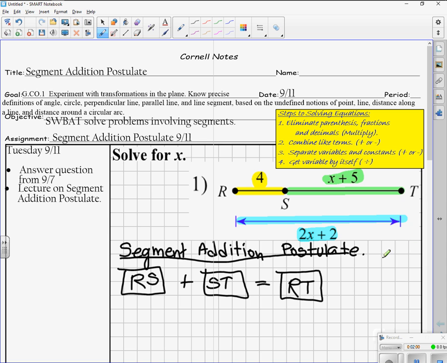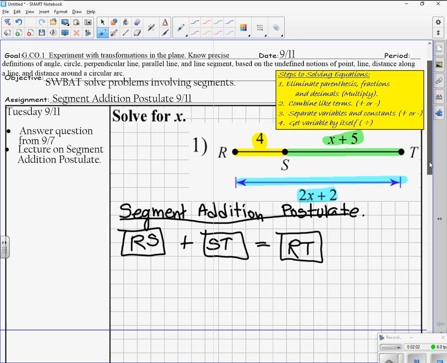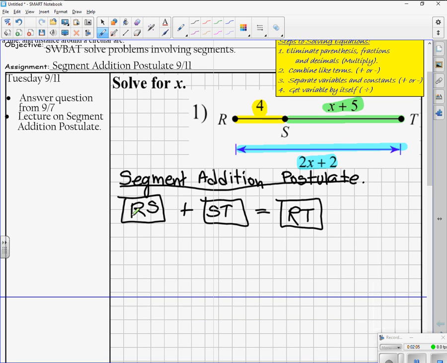Okay, now RS means the length. What is the distance from R to S? The distance from R to S will be 4. Now, what is the distance from S to T? S to T will be x plus 5. Now, the whole thing, everything put together will be 2x plus 2. Now, once you do that, it's like problems that we did before, okay?